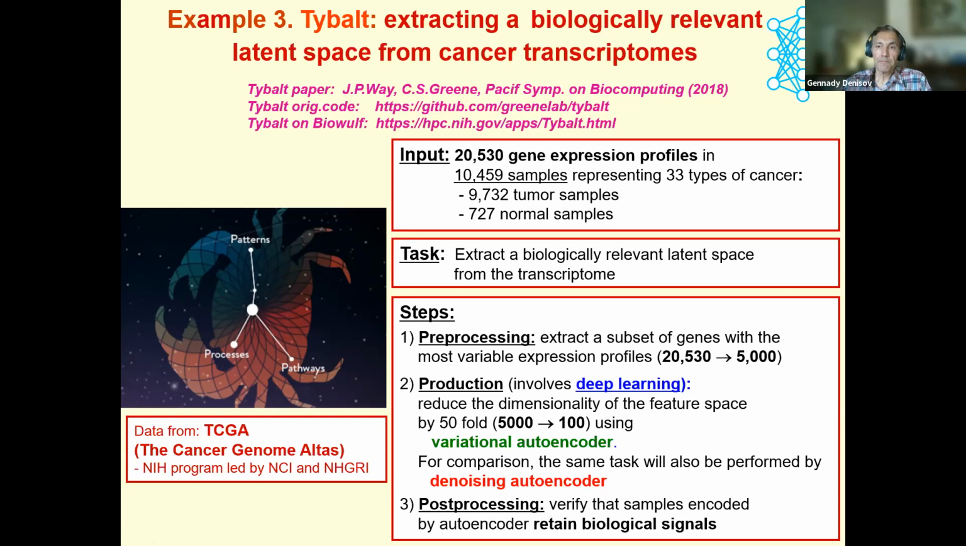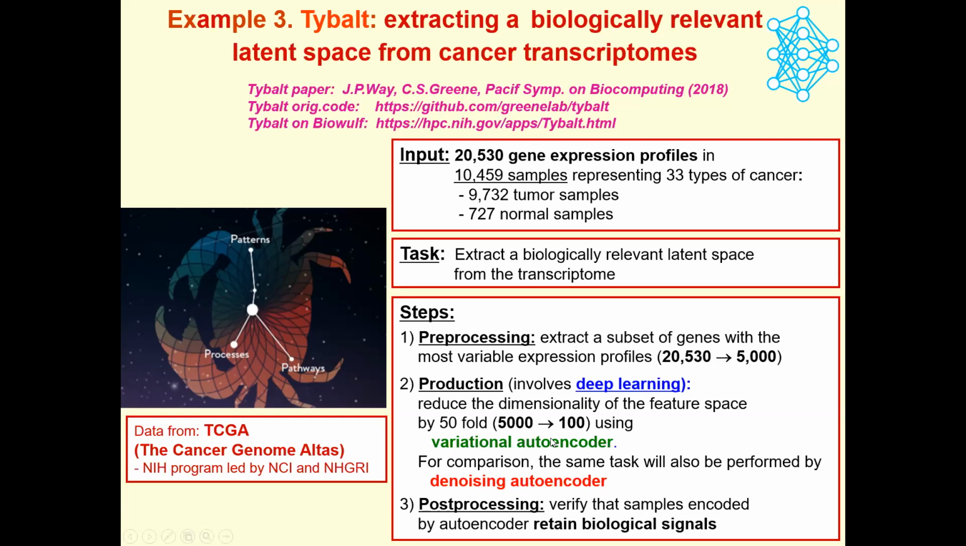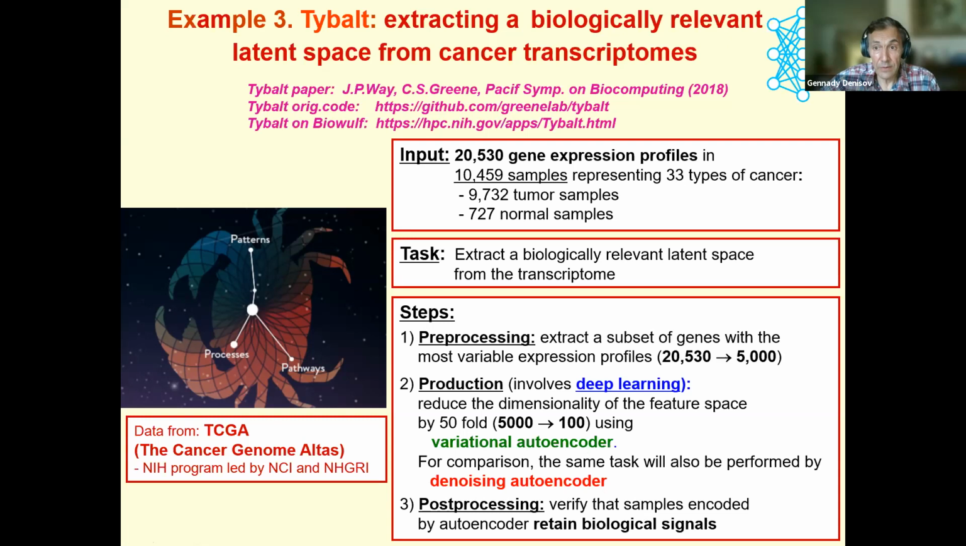I see a question from Joe on the chat. Joe says, is an example of production identifying two or more genes with very similar expression profiles? Yes, of course. We will see on the chart that some of the tumors have very similar expression profiles, and we will see that example, some visualization of that.